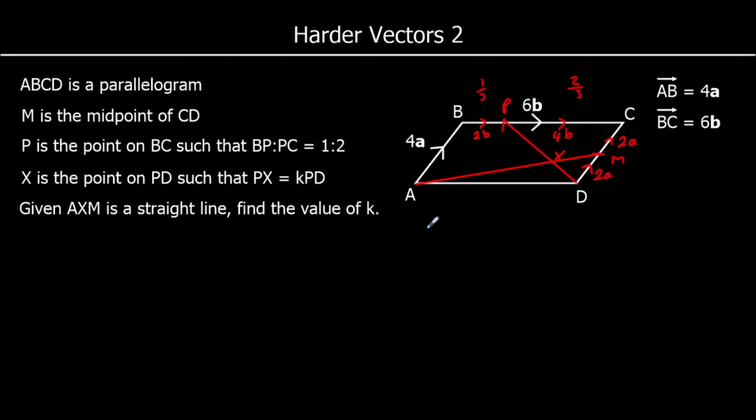And again, we know that AXM is a straight line. So what we can do, we can go A to M and A to X, and then use the fact that one's a multiple of the other, which will give us our simultaneous equations again. So let's just work out A to X and A to M. So A to M is going to be easier. A to M is going to be 6b plus 2a.